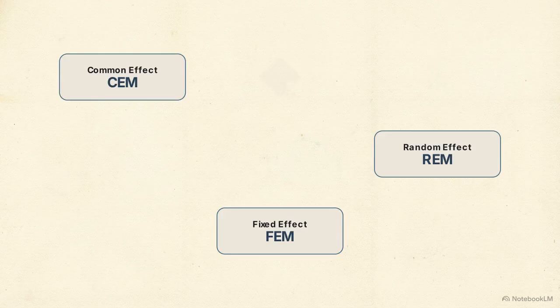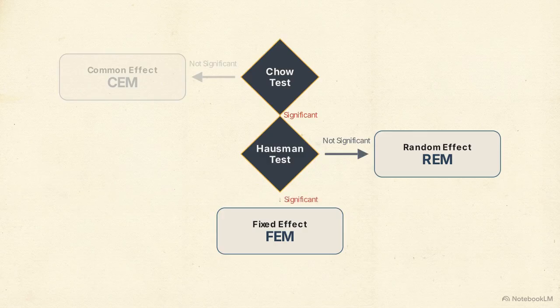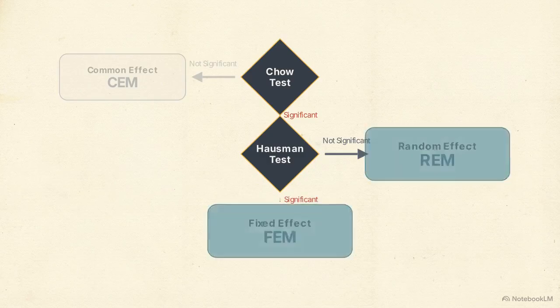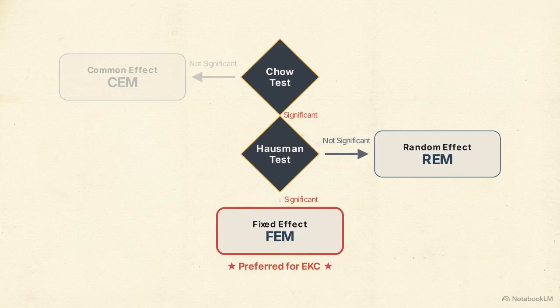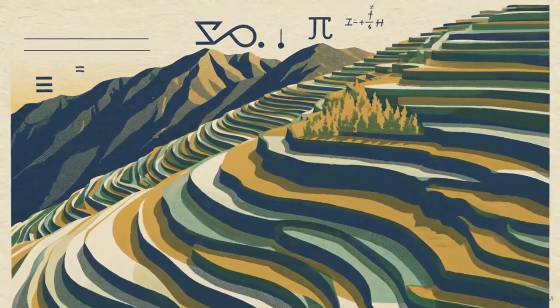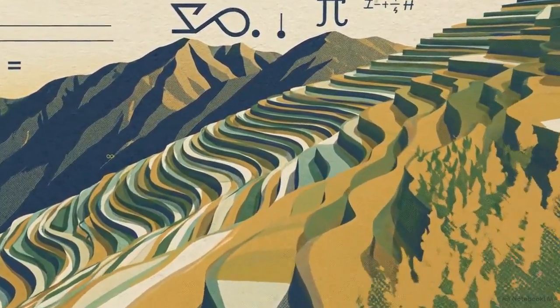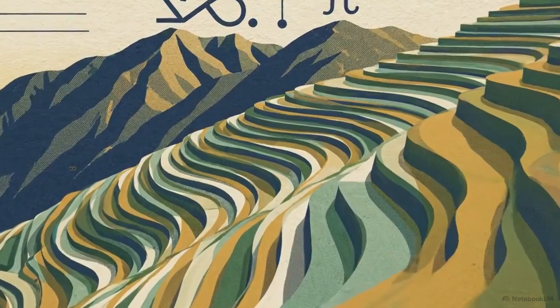Econometricians use 3 main models to handle these differences: the common effect model, the fixed effect model, and the random effect model. The Chow test checks if the regional differences are significant enough to abandon the baseline common effect model. The Hausman test determines whether those specific regional traits correlate with our independent variables, deciding whether the fixed or random effect model is appropriate. In EKC studies, the fixed effect model is usually the most critical. By isolating unique fixed geographic traits, like local culture or topography, it prevents those localized factors from falsely skewing the relationship between income and pollution.